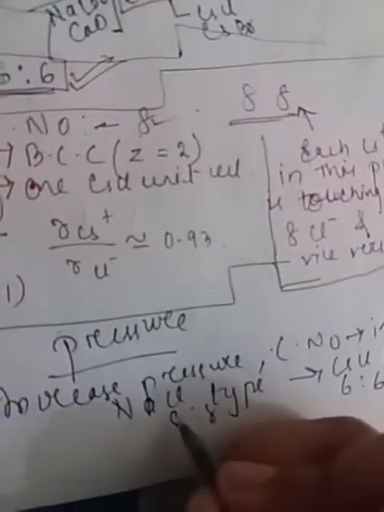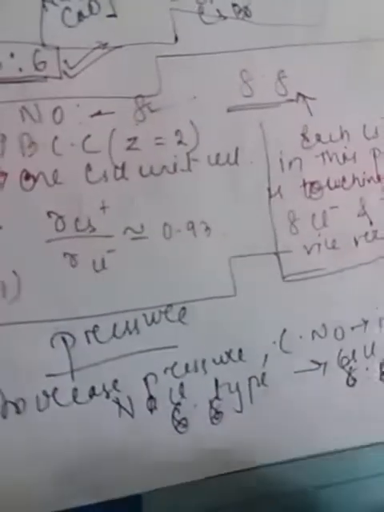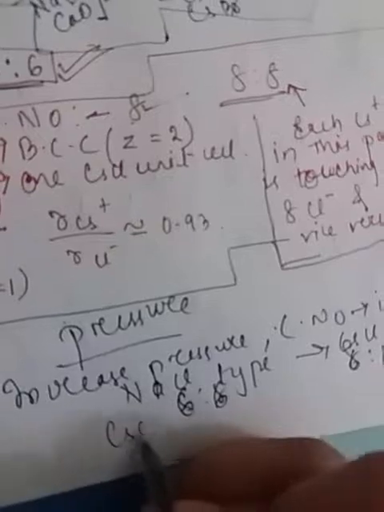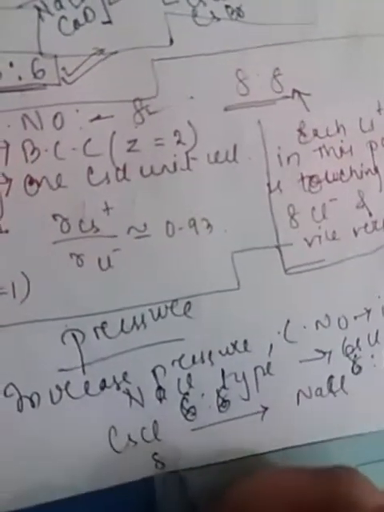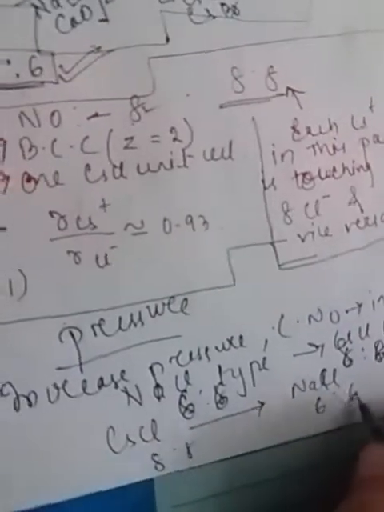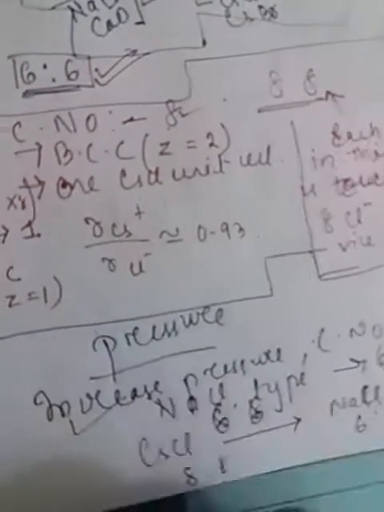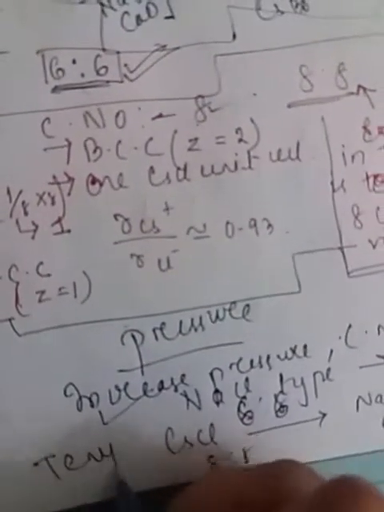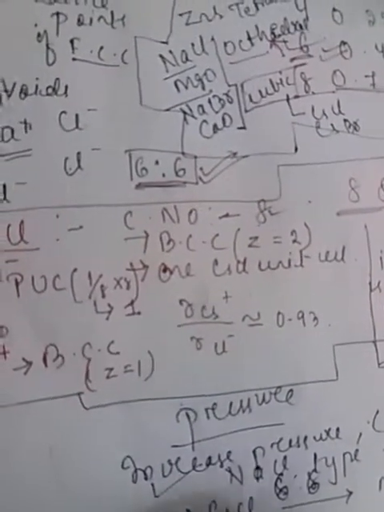becomes the CsCl type, with 8:8. I'm sorry, increases, no? So 6:6 becomes 8:8. In temperature, the reverse happens. It decreases. So CsCl becomes NaCl, that is 8:8 becomes 6:6. Increasing pressure increases the coordination number, but increasing temperature decreases it. So this was all about structure of ionic crystal.